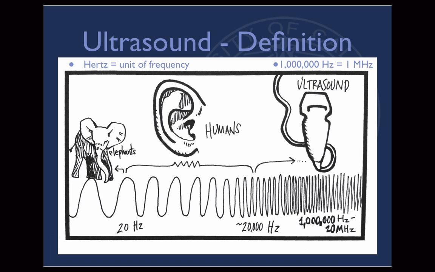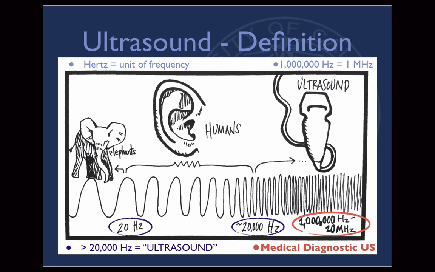Sound waves, like all other waves, are measured in units of frequency, or hertz. The human ear is able to detect sounds at a frequency range from 20 Hz to 20,000 Hz. Ultrasound is defined above the human hearing range, or greater than 20,000 Hz. Medical diagnostic ultrasound, on the other hand, involves waves that are emitted and detected at much higher frequencies, between 1 MHz and 20 MHz.